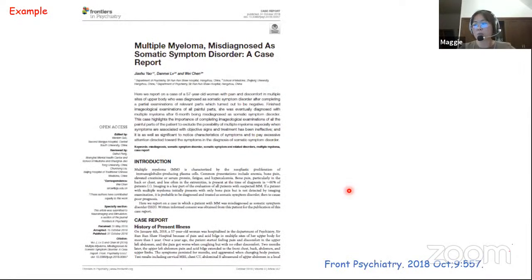So here shows one example. It's about multiple myeloma, which was misdiagnosed as somatic symptom disorder. It's a case report, which means that it's only one case for this situation. It's a manuscript from Frontiers in Psychiatry. So if you are interested in this manuscript, later you can download it and read the details about this manuscript.